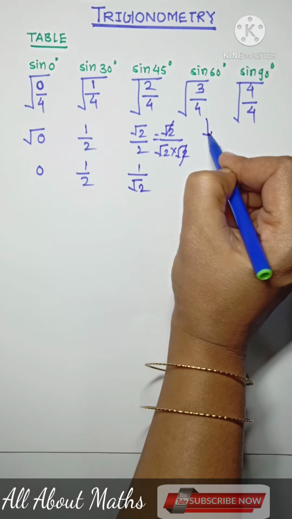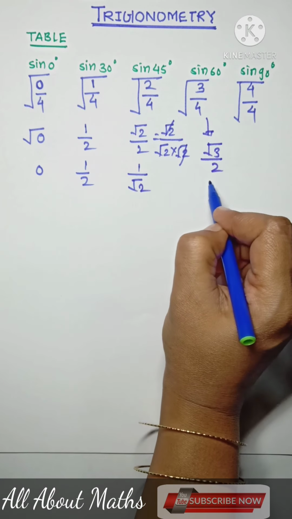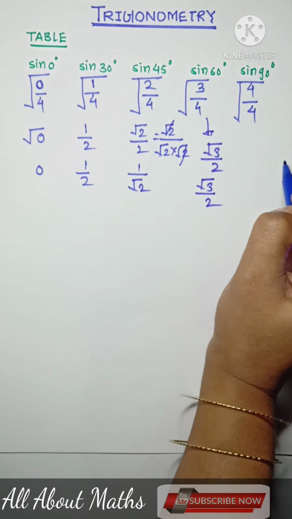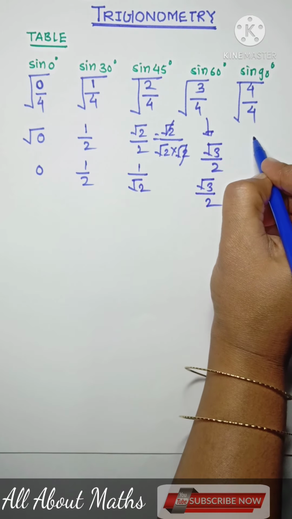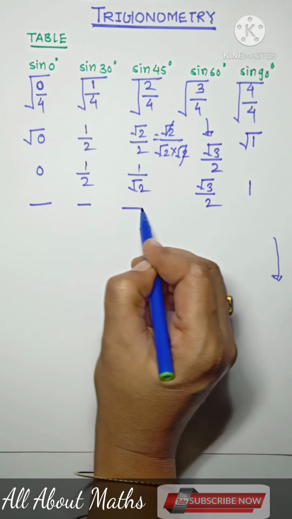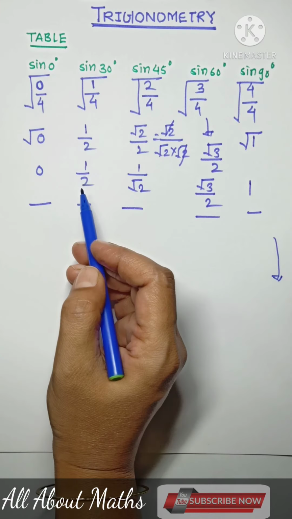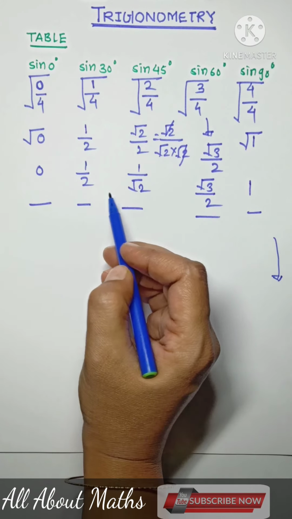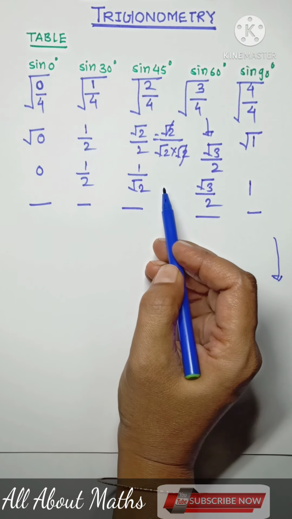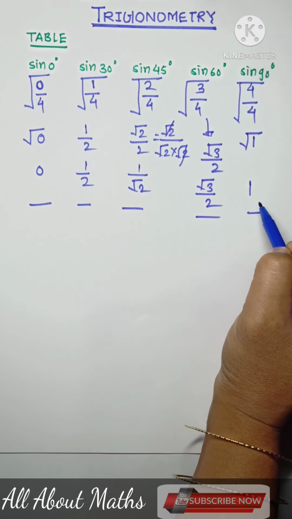What will come here? √3/2. So the value is √3/2. 4/4 is 1, root of 1 is 1. So these are the values of sine, right? Sin 0 is 0. Sin 30 is 1/2. Sin 45 is 1/√2. Sin 60 is √3/2. And sin 90 is 1.